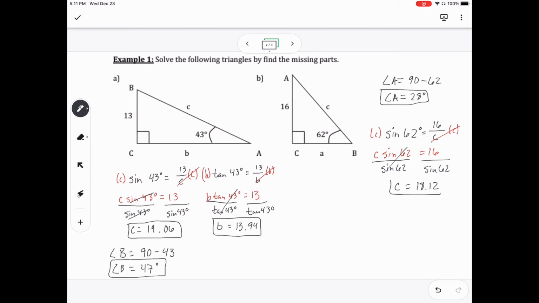And from there, I want to find side A. I'll use tangent. Tangent of 62 degrees will equal 16 divided by A. Then I'll multiply both sides by A to get out of the denominator. And then from there, I'll divide both sides by tangent of 62 to get A by itself, which gives me 8.51 for A.